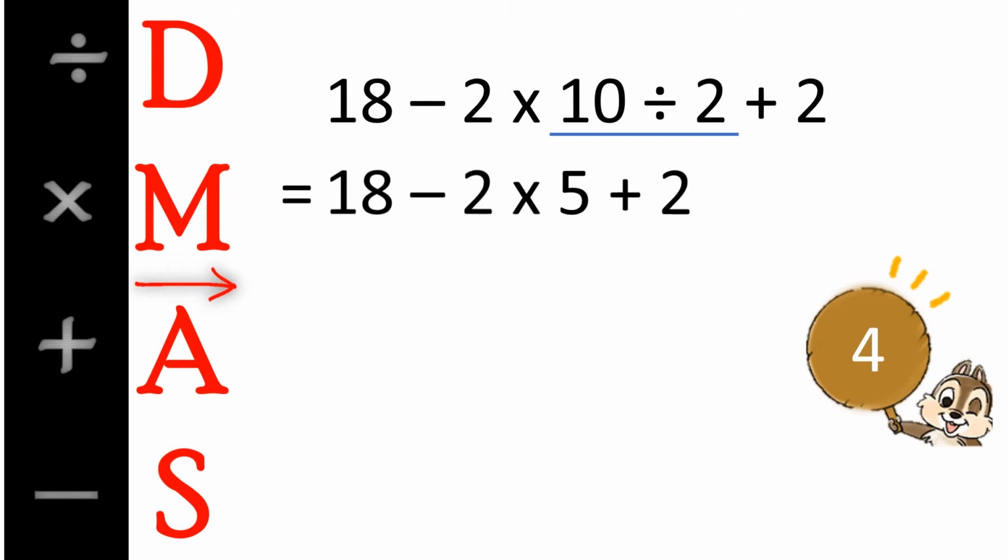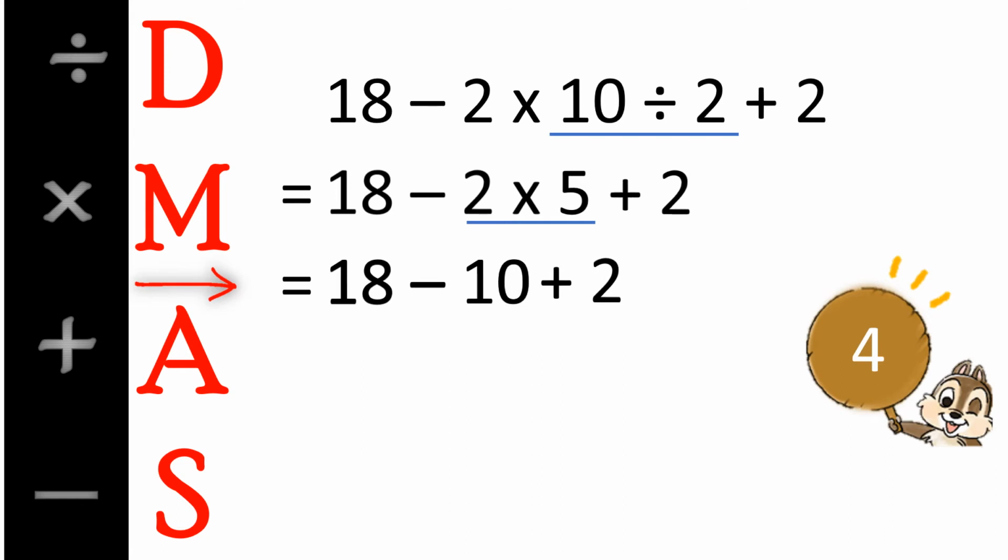After division, what we have to do? Multiplication. So do the multiplication. Write 18 and minus sign as it is. And do the multiplication. 5 2s are 10. Then write plus 2 as it is. So we have 18 minus 10 plus 2.